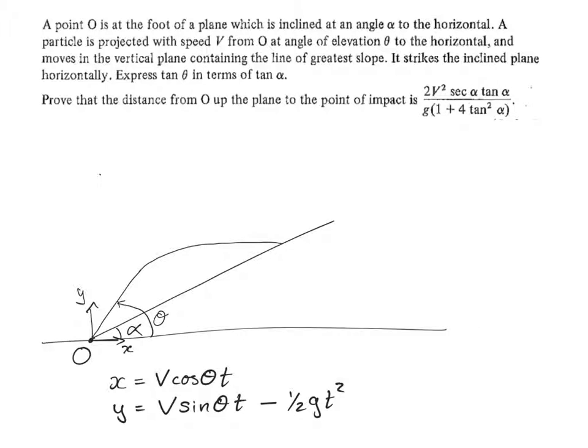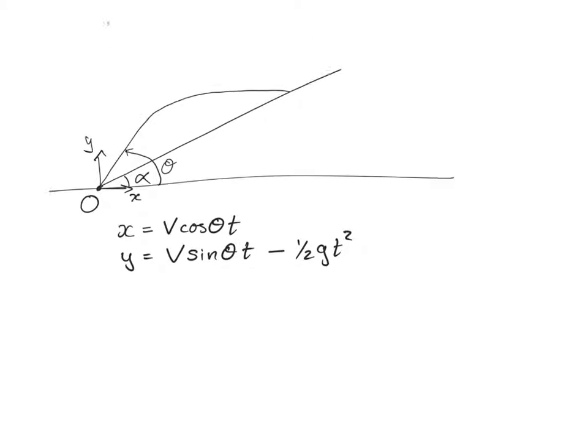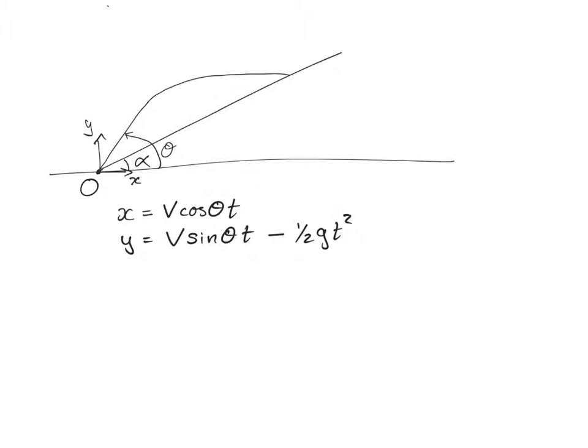And we know that x dot equals v cos theta, so that's the speed in the x direction, and y dot equals v sin theta minus gt. That's v equals u plus at.